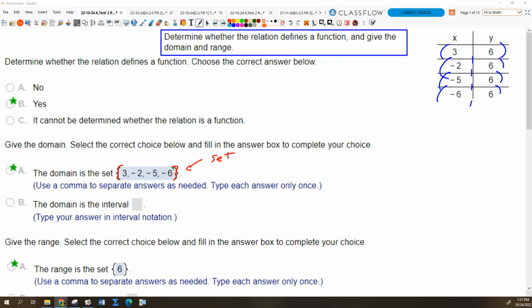Okay, give me 1 to 5 on that one. How are we doing? Okay.